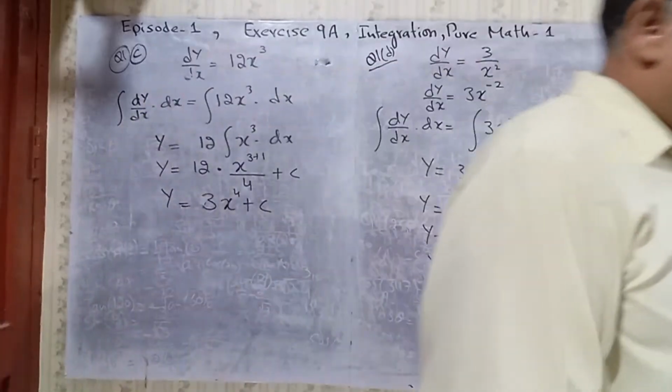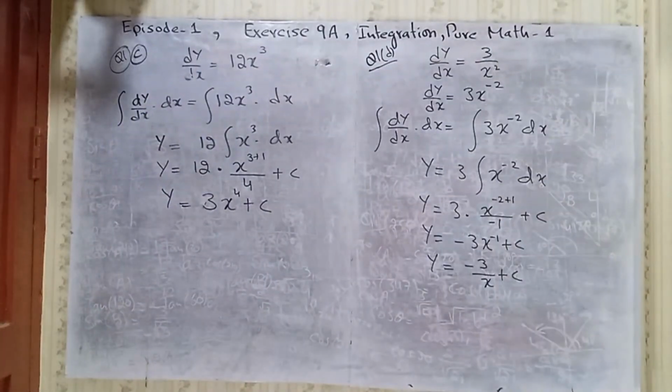So question number 1 is D part. Y is equals to minus 3 divided by x plus c, which is the right answer, sir. I hope this is the very basic exercise on the integration. This content which we are working on is related with the paper 1 of the Pure Maths. Okay, so that's why we call it Pure Maths 1.